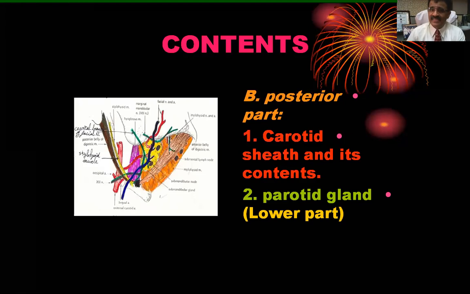Now, contents in the posterior part of the submandibular gland. One, the carotid sheath and its contents. So the carotid sheath and its contents, which come from the carotid triangle above, are also found in the submandibular triangle, plus the extension of the parotid gland downwards. So the parotid gland is also quite a big gland and it extends a little downwards. So the lower part of the parotid gland is also found in the submandibular triangle.